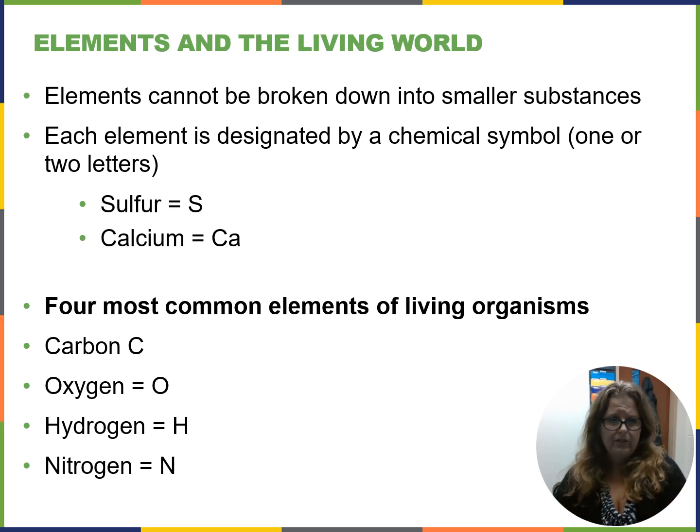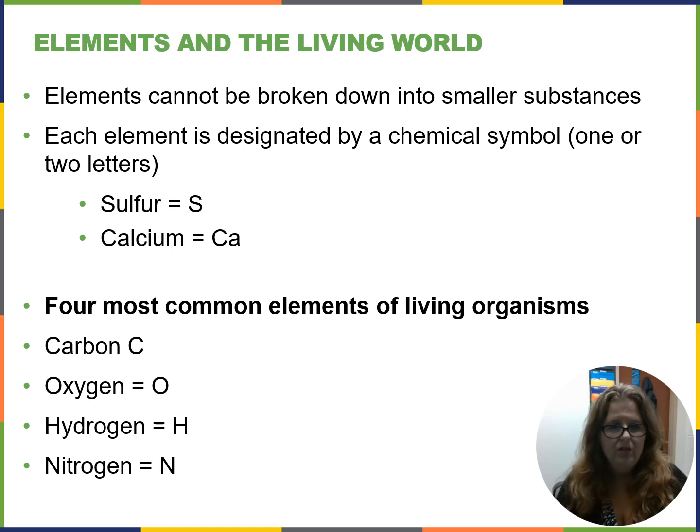Elements cannot be broken down into smaller substances, and yes, they are composed of smaller things, the subatomic particles, but individually those particles don't have the physical properties of the element. And then each element has its own unique chemical symbol. So for example, sulfur is S, calcium is Ca, whereas carbon is C. Well, that's why calcium has to be Ca, because they both can't be C. Oxygen O, hydrogen H, nitrogen N.